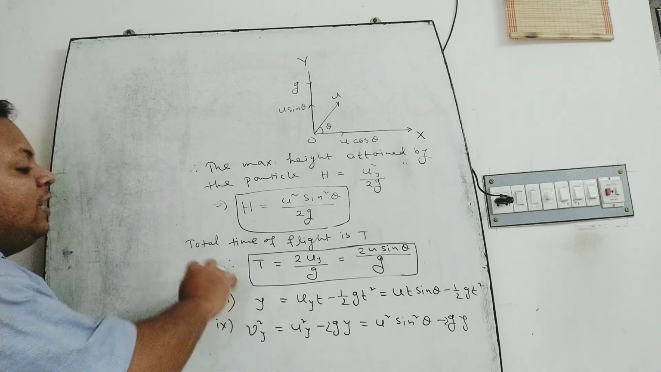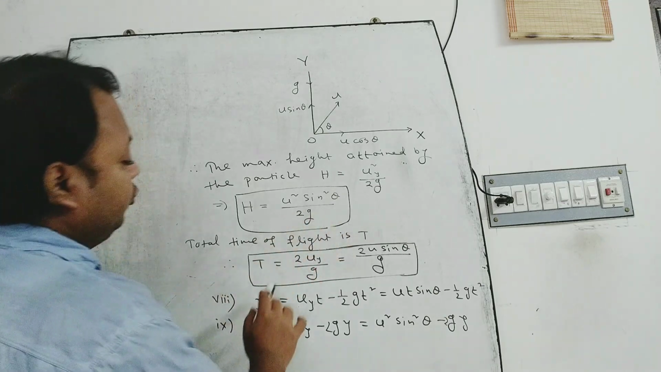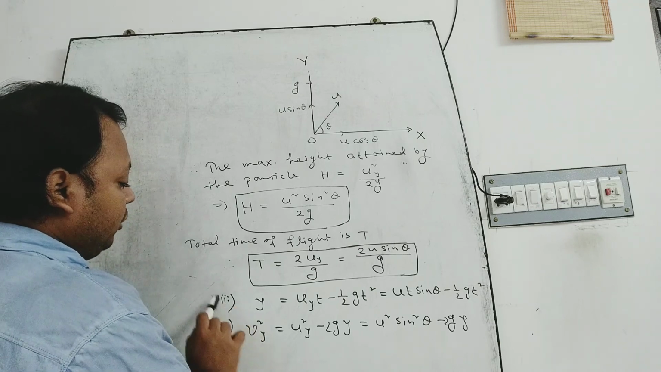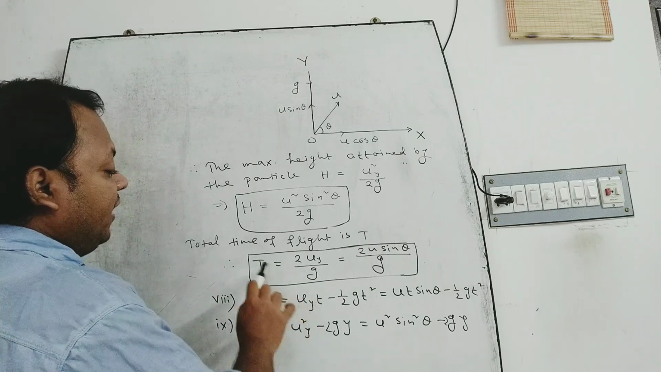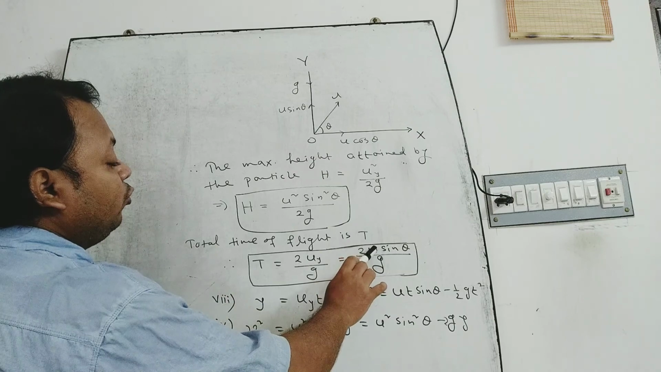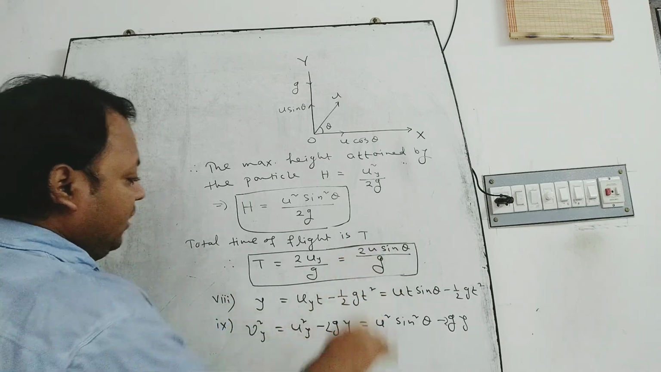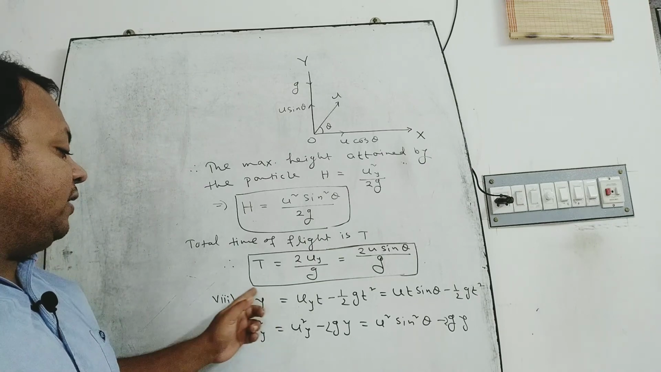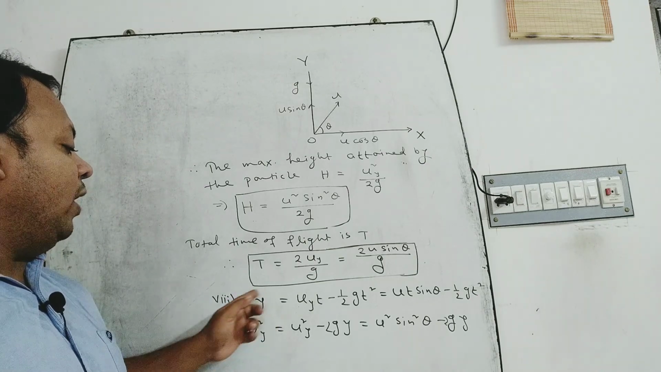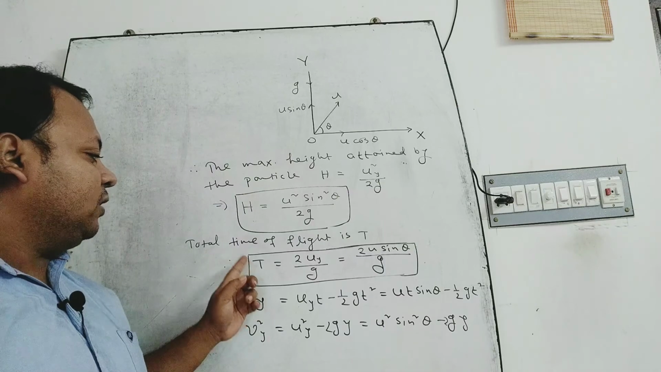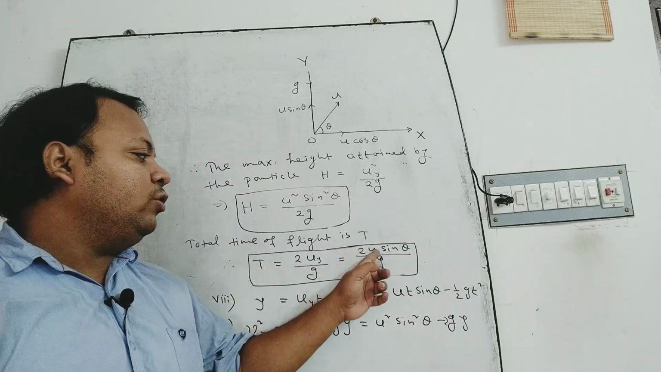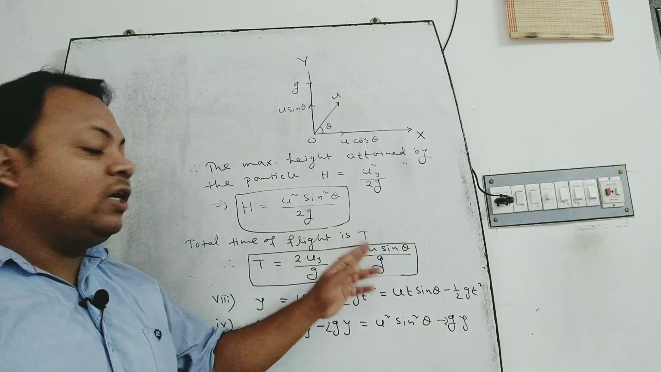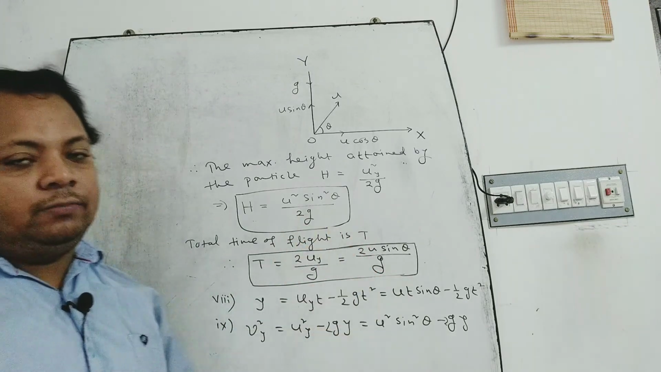And the total time of flight capital T is equal to 2uy by g. Therefore, from equation number 8 we can write capital T is equal to 2u sin theta by g. That is, after the total time of flight the displacement of the particle, that is the value of y, becomes 0. This gives capital T is equal to 2u sin theta by g. This is the expression of the total time of flight of the particle.